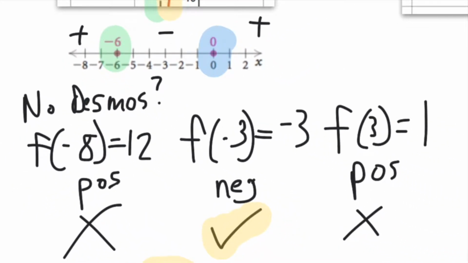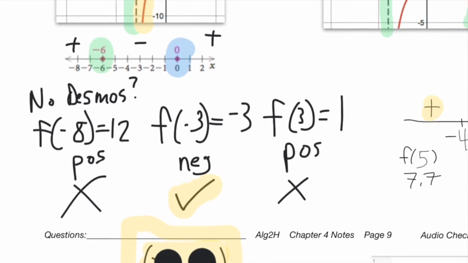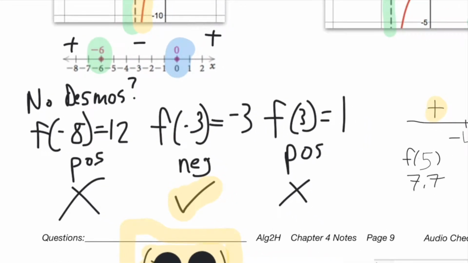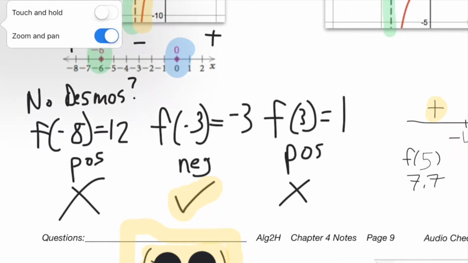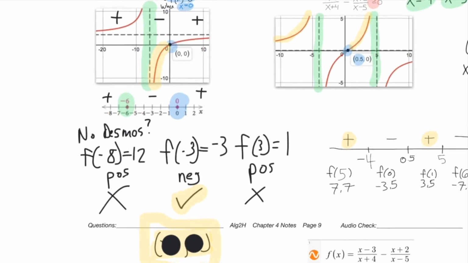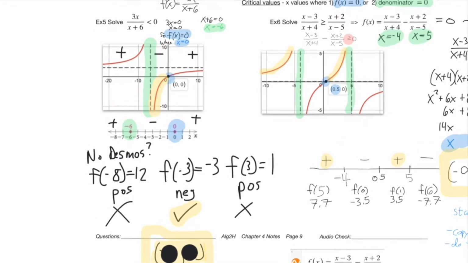If you don't have Desmos, then you say, well, f of -8, for example, you could have chosen -7 or -10, but I just chose -8. F of -8 equals 12, and that's positive, so it's not a part of the answer. F of -3 is -3, and we're looking for negative numbers, so that is part of the answer. And then f of 3, another test point, f of 3 equals 1, that's positive, so it is not. I just chose those as easy to calculate numbers here. They don't come out to be any decimals.